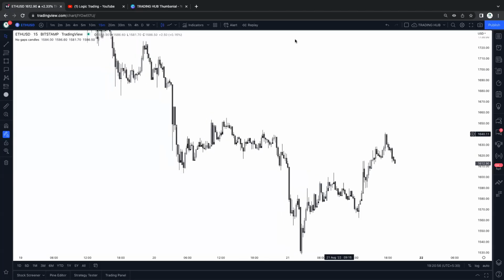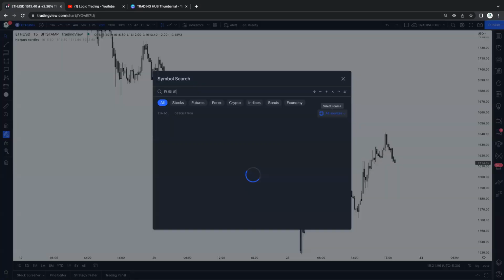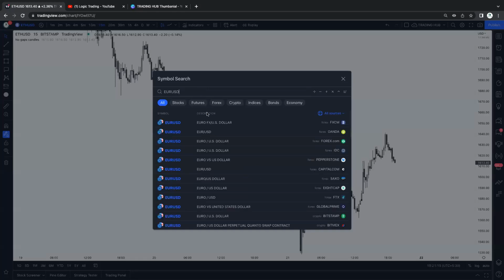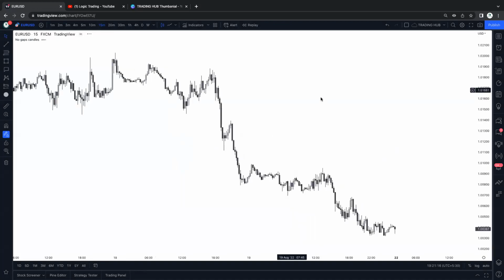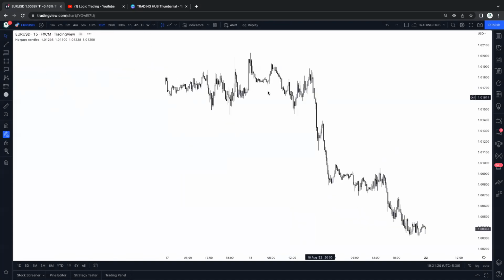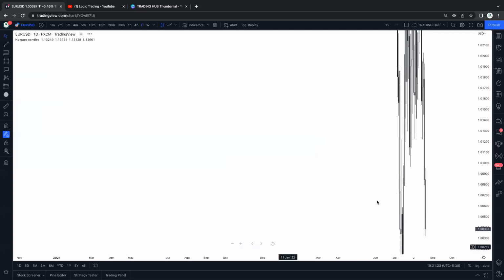So the first pair we are going to start with is Euro USD, which is the most tradable pair in the forex market. After that, I will do Bitcoin, and gold and other pairs also. So let's see in a higher time frame what is happening in Euro USD.